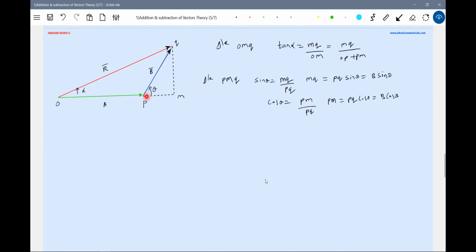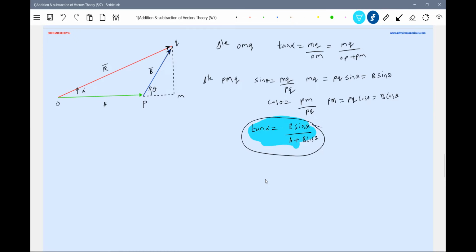In the triangle PMQ, sine theta is MQ by PQ, and cos theta is PM by PQ. So we needed MQ and PM. MQ will be B sine theta, and PM will be B cos theta. That I'm going to substitute here. So then tan alpha is equal to MQ, which is B sine theta, over OP, which is A, plus PM, which is B cos theta.